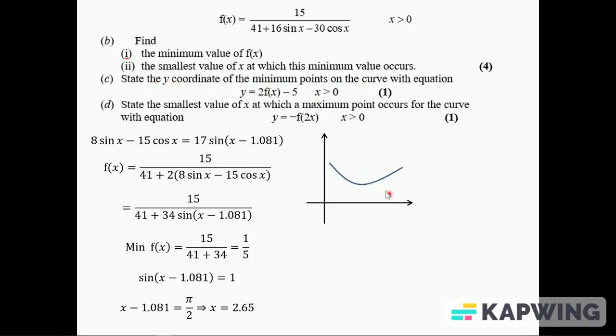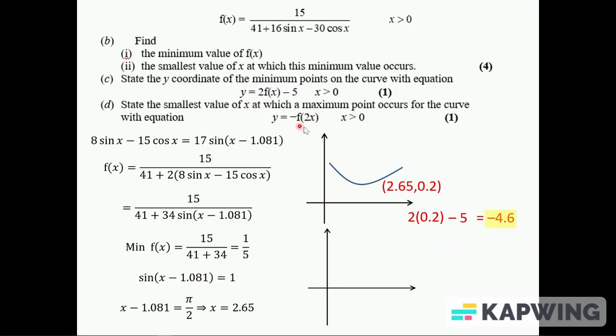Well, if I draw a little minimum point here, this is my minimum point. It's got a y value of a fifth, an x value of 2.65. And if I do this function, so this is like f of x really. If I do 2f of x minus 5, the 2, well, that's going to double the y values. So it'll be 2 lots of 0.2. It'll be up here somewhere. And then take away 5. That moves it down by 5. So subtracts 5 from the y value, giving me minus 4.6.